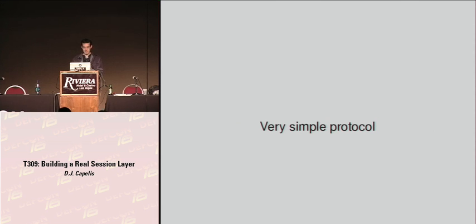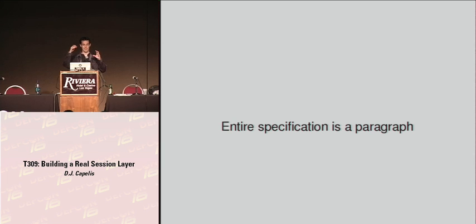So TCP MUX is actually a very simple protocol. Its entire specification consists of one paragraph. If you read the RFC, you know how they're laid out. They've got a lot of standard sections, and it's less than 2 pages long. Maybe it's 3. I can't remember. Anyways, the actual protocol specification is a paragraph.